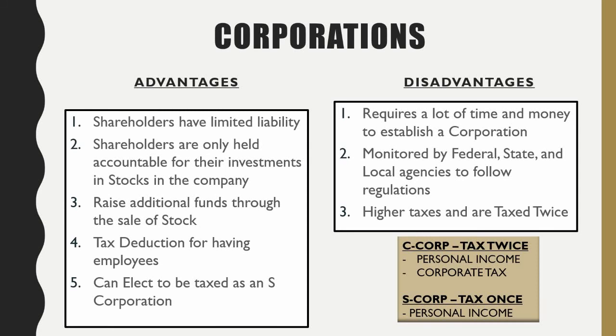And then lastly, they can elect to be taxed as an S corporation. So again, I'll go ahead and talk about the difference between an S corp and a C corp. Now, if you want to be taxed at a C corporation level, you're going to get taxed twice. One for personal income, and second as a corporate entity. All right. Now, the flexibility as well as the option to be taxed at the S corporation level is that you get to be taxed only once, and it's going to be based on personal income.